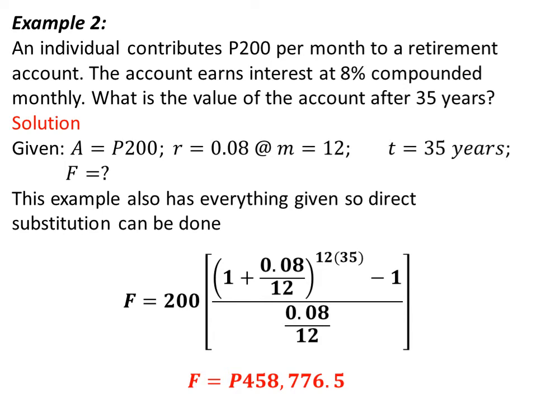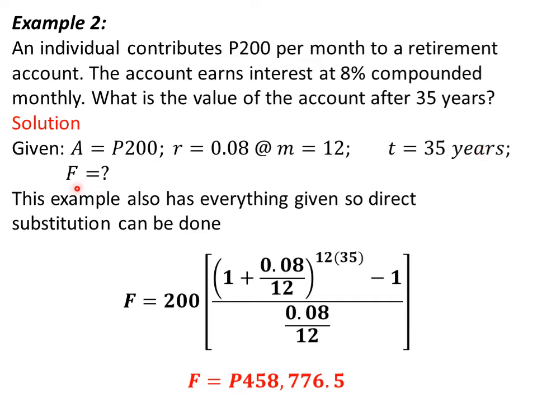Let's proceed to example number 2. An individual contributes 200 pesos per month to a retirement account. The account earns interest at 8% compounded monthly. What is the value of the account after 35 years? In the solution, you are also given the periodic amount of payment A, which is 200 pesos, made per month. The interest here is 8% compounded monthly, so the rate is 0.08 at M equals 12. And you are given after 35 years, so time is 35 years.